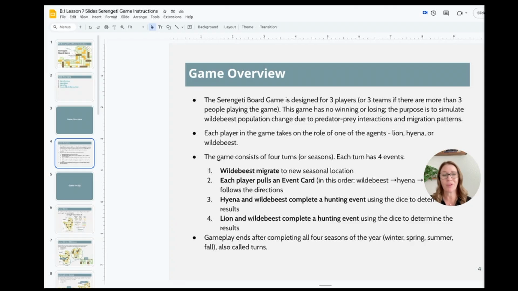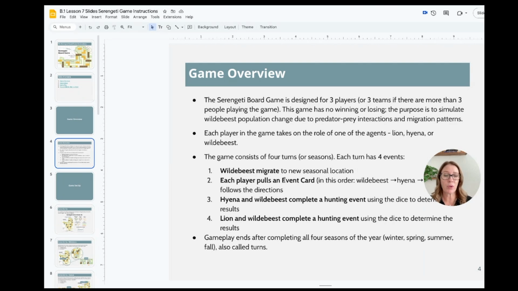In the first round, they're placed. That's your first migration. After the first round is done and all 4 events are done, the wildebeest are going to move to the next section. The hyena and the lion are placed at the beginning. They never move. They don't migrate, so they already are in all territories when the game begins.